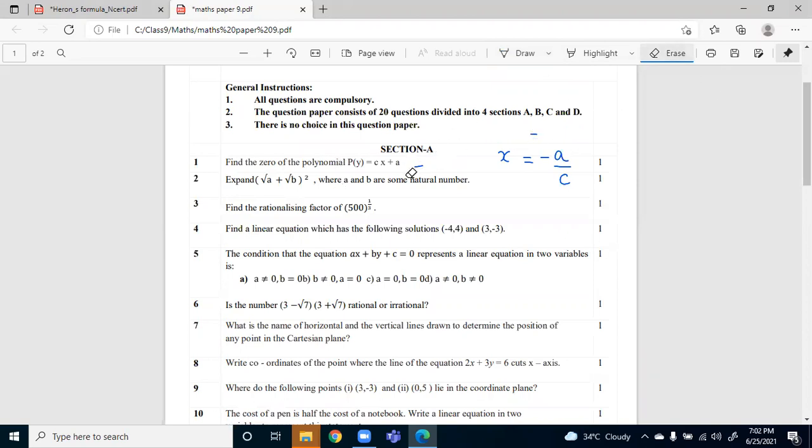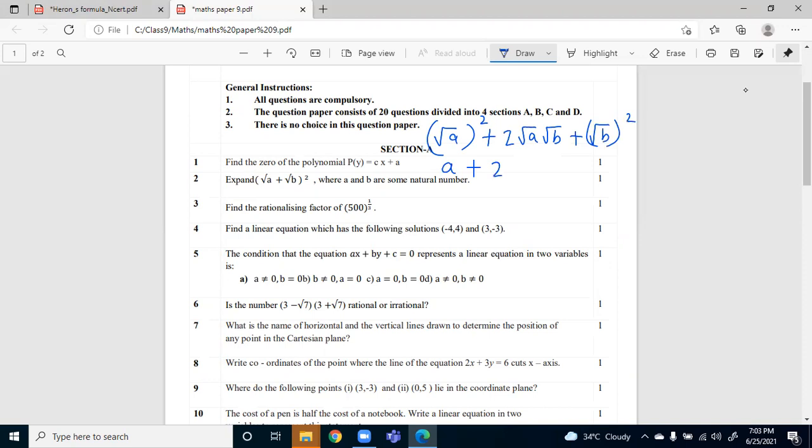Next is to expand root a plus root b whole square. So here you have to use identity number 1, a plus b whole square. Correct. So if you use (x plus y) whole square, the first term has to be squared, then 2 into multiplication of first and second term, then the square of the second term. So it comes out to be a plus 2 root ab plus b. So this is the final answer.